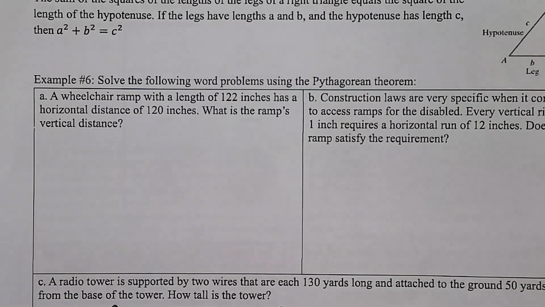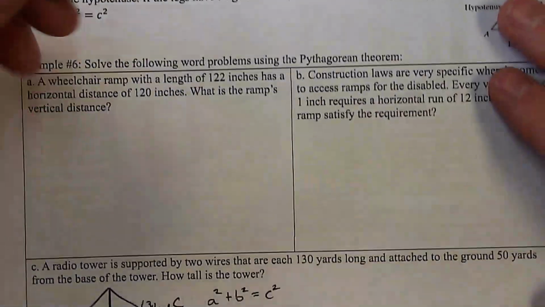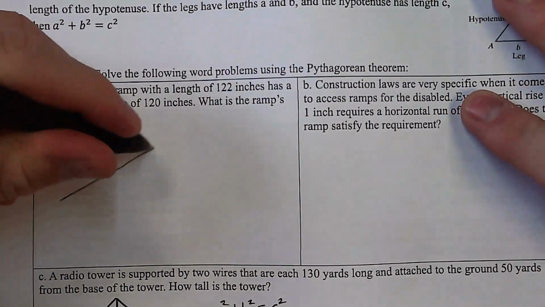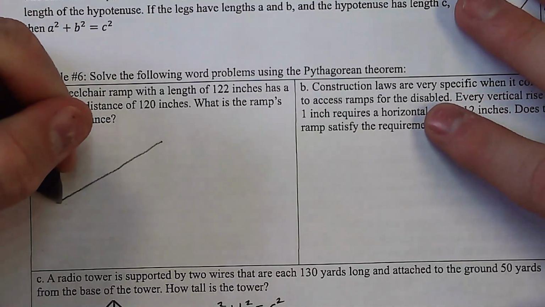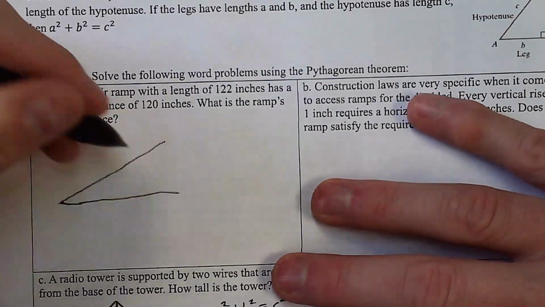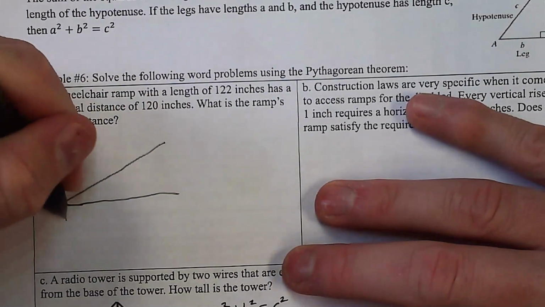Pythagorean theorem: a wheelchair ramp with a length of 122 inches has a horizontal distance of 120. So the wheelchair ramp goes up like this. Oh gosh, that's poorly drawn, because it's going to be a small angle. That's too big of an angle there. This is not drawn to scale.